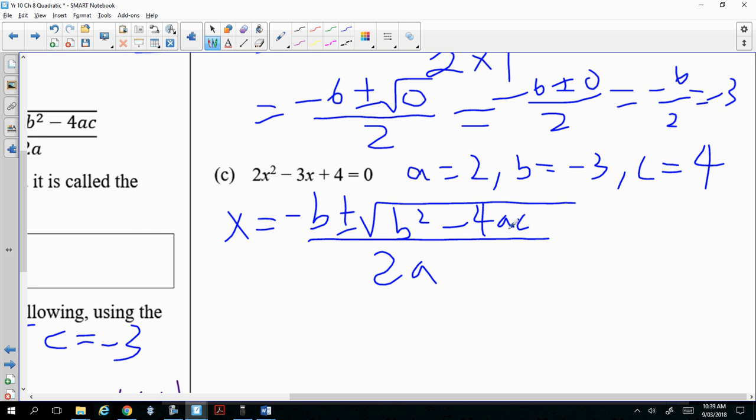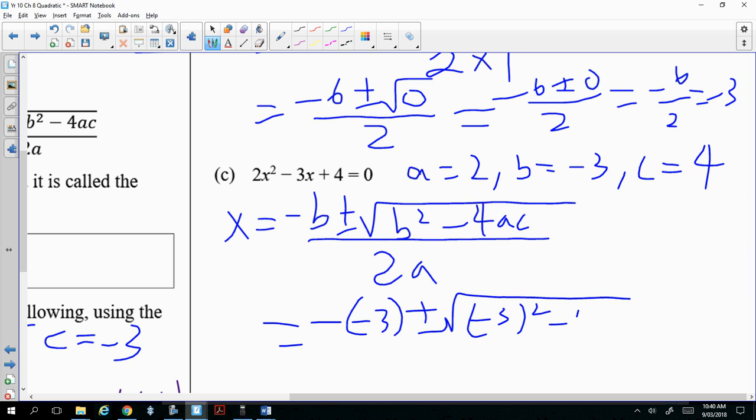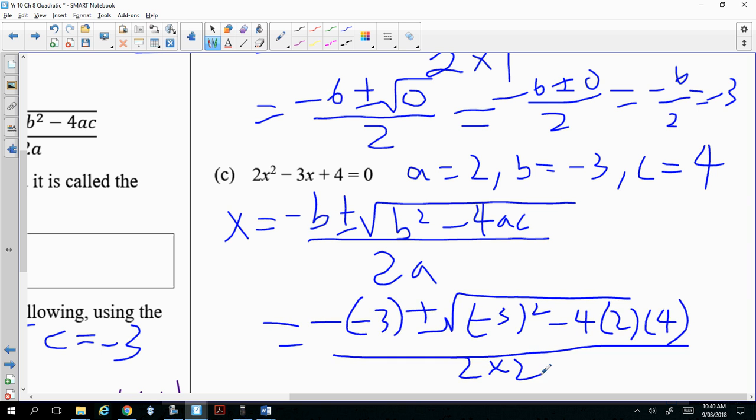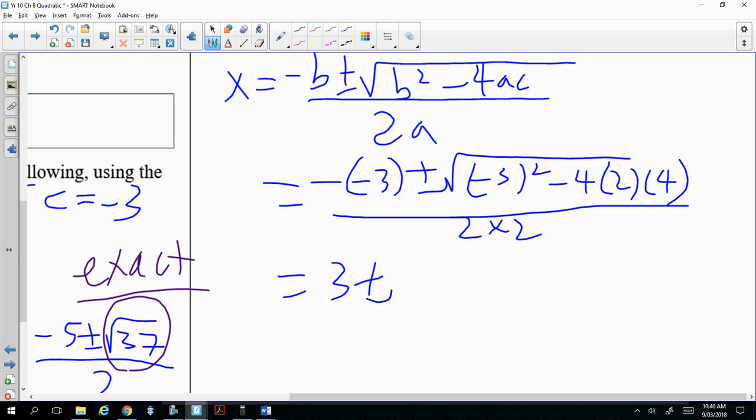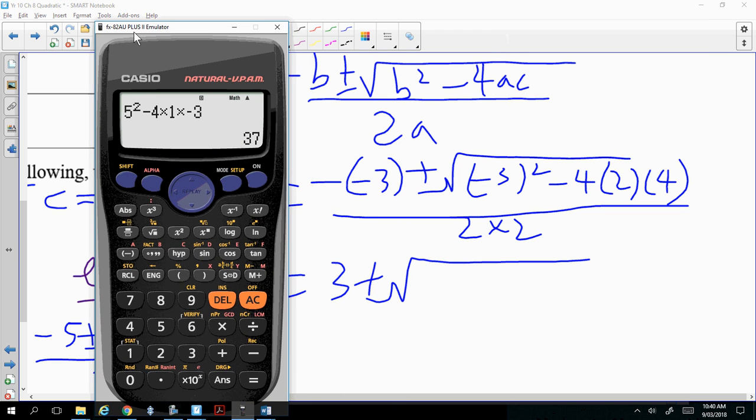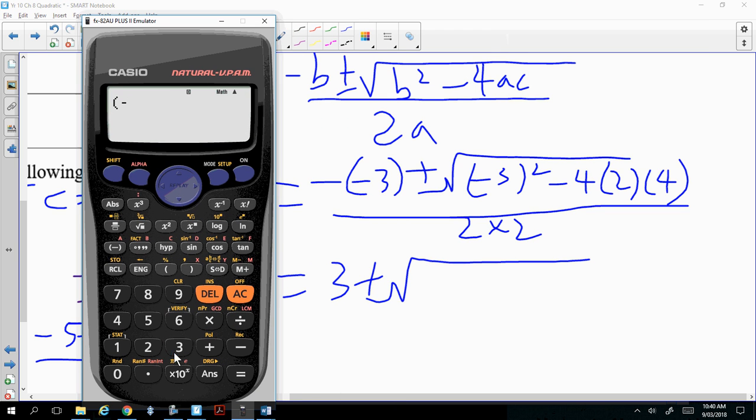Okay, so you get -(-3), right? Plus or minus the square root of negative 3 squared minus 4ac, over 2 times 2. Okay, alright, so what do you get? Use your calculator to calculate what's inside there. See what you get. Remember to put a bracket around the negative 3 before you square, otherwise you get a different answer. 9 minus 4 times 2 times 4 equals negative 23.